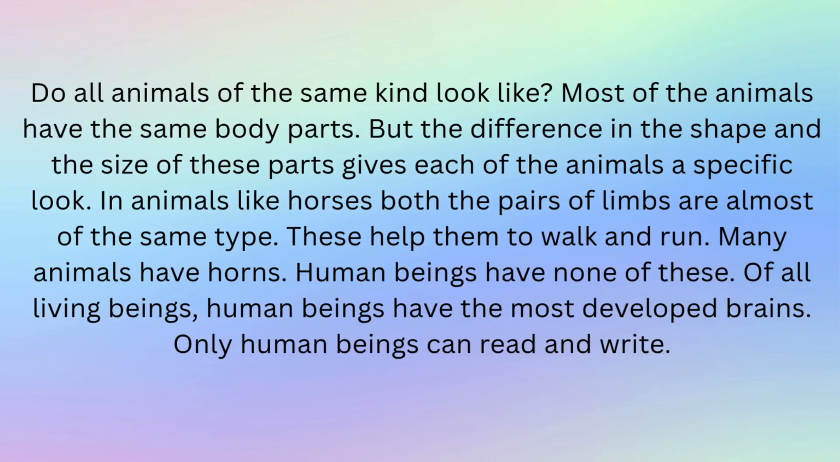Do all animals of the same kind look alike? Most of the animals have the same body parts. But the difference in the shape and the size of these parts gives each of the animals a specific look. In animals like horses, both the pairs of limbs are almost of the same type. These help them to walk and run. Many animals have horns. Human beings have none of these. Of all living beings, human beings have the most developed brains. Only human beings can read and write.